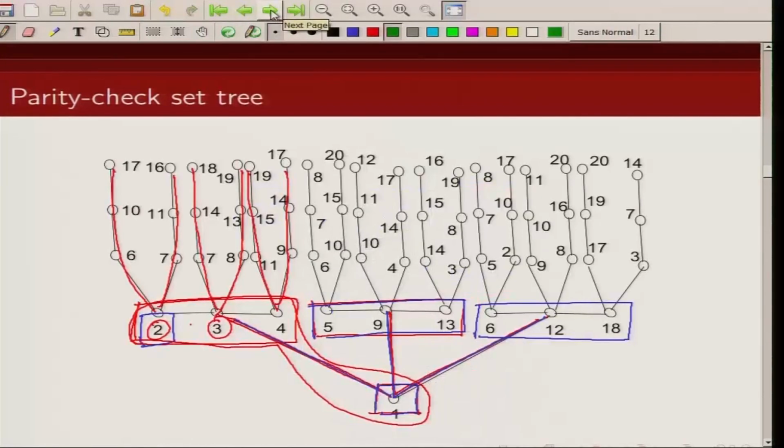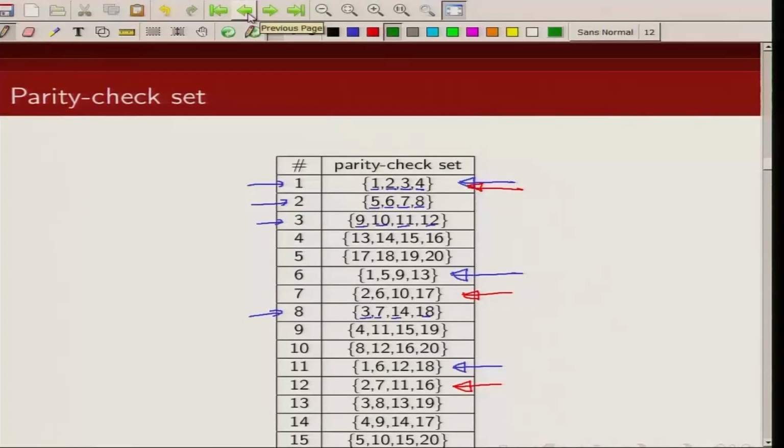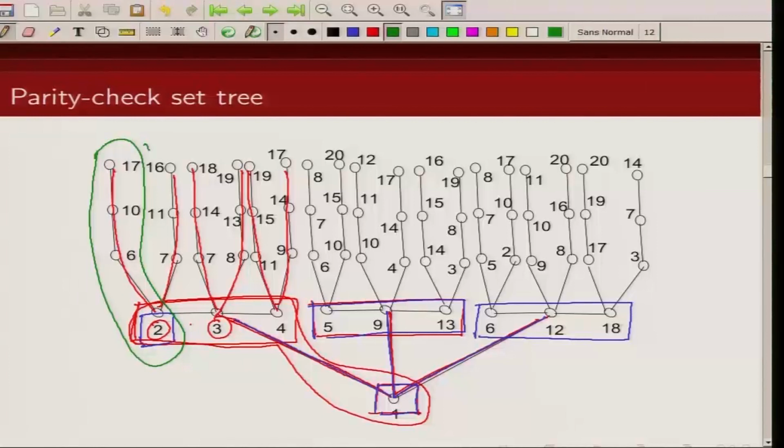How do we show that? So we are showing this by this particular edge. How do we show this parity check set? 2 appears with 7, 11 and 16. How do we show that? We show that using this. Similarly, we do the same thing for other bits.